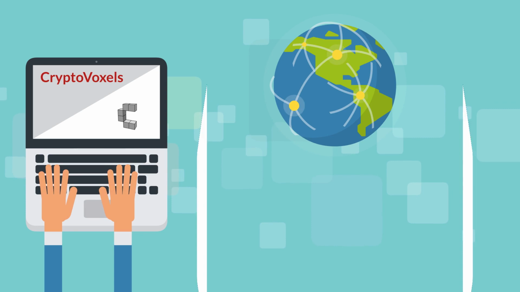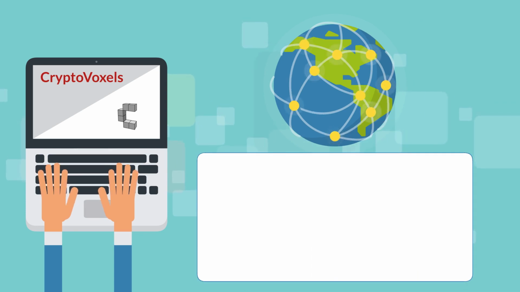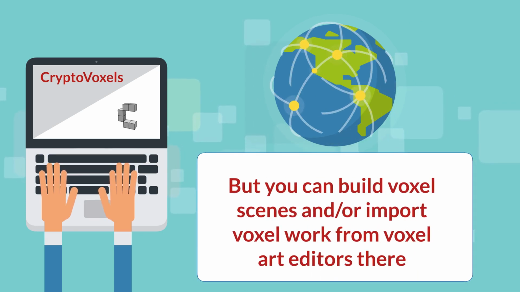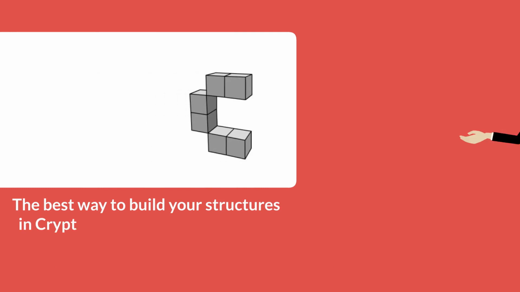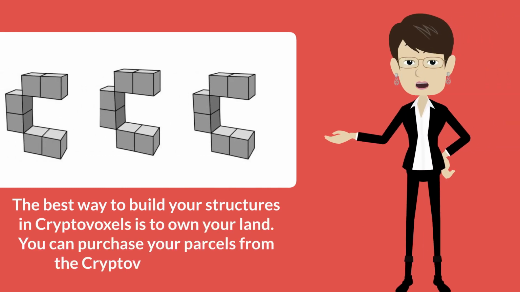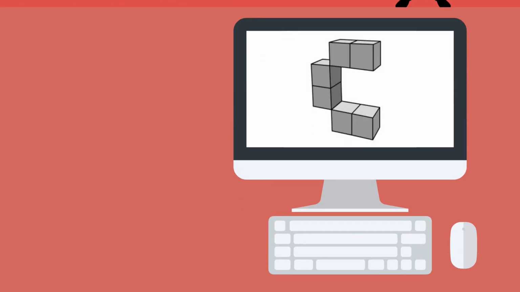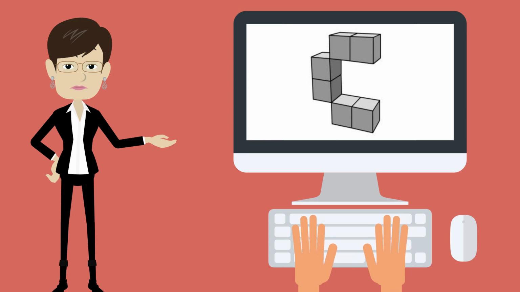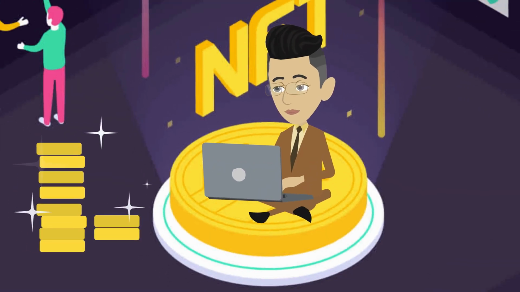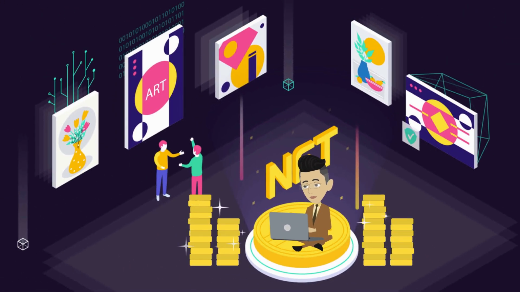Technically, these free spaces are not part of the Cryptovoxels world, but you can build voxel scenes and/or import voxel work from voxel art editors there. The best way to build your structures in Cryptovoxels is to own your land. You can purchase your parcels from the Cryptovoxels website. Cryptovoxels makes use of Voxel Builder, an in-world building program that allows you to easily create and edit 3D voxel graphics in your browser. The program is simple to use and allows virtual landowners in the game to construct structures and NFTs.